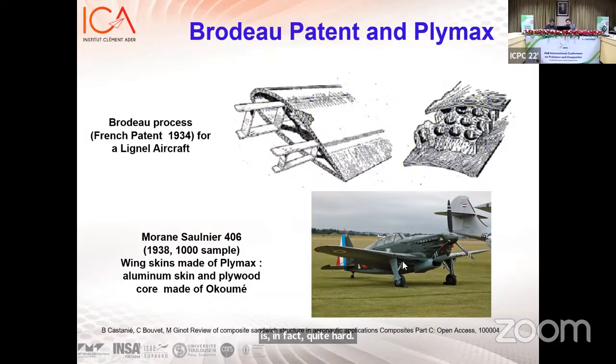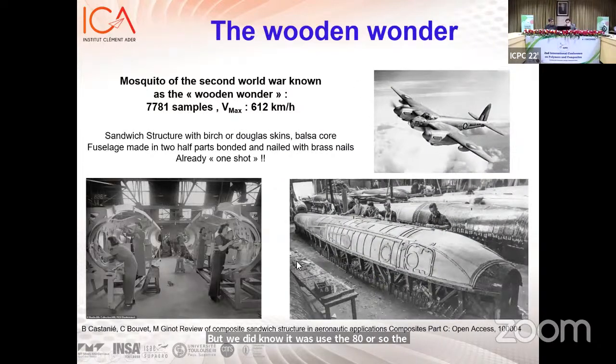On a plane before, which we rediscovered recently, the wings are made with a sandwich of plywood core and aluminum skin. It was curious for us because we have redeveloped this kind of solution, but we didn't know it was used 80 years ago. The most relevant example is the Mosquito of the Second World War. It's really one of the best aircraft of this war. It is all wood, and it reached 600 kilometers per hour. So it's quite a high speed for a pure wood aircraft structure.